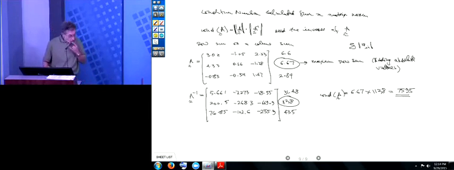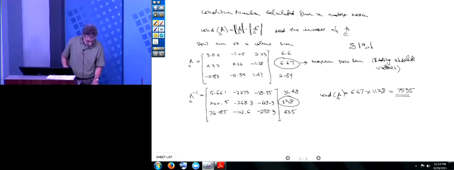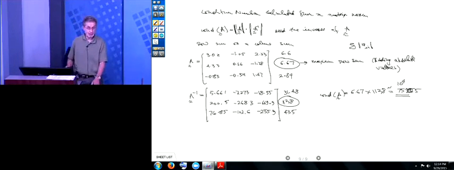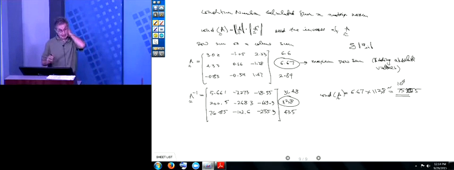Isn't it 7590.5? Okay, 7590.5. The important thing is this is on the order of 10 to the 4. So you're not really too concerned about the exact values of these. You just want to look at the order of magnitude. So this is a relatively large number.